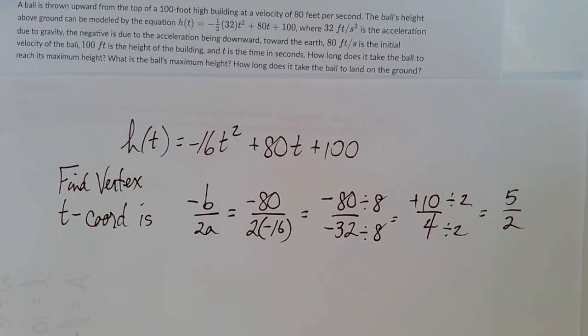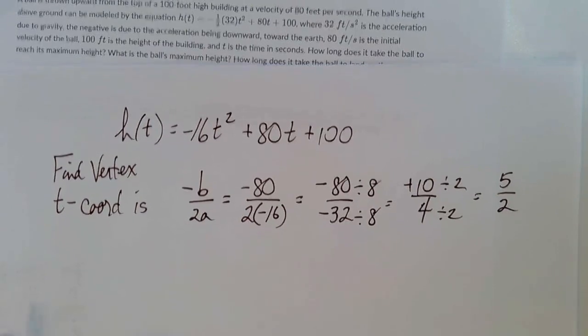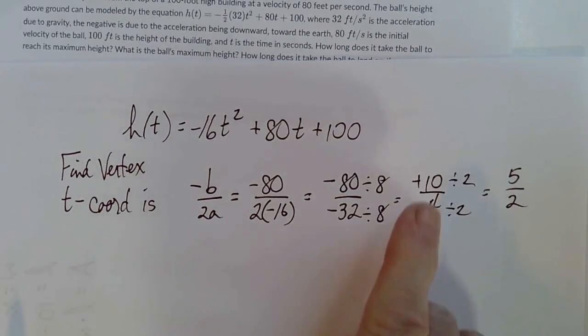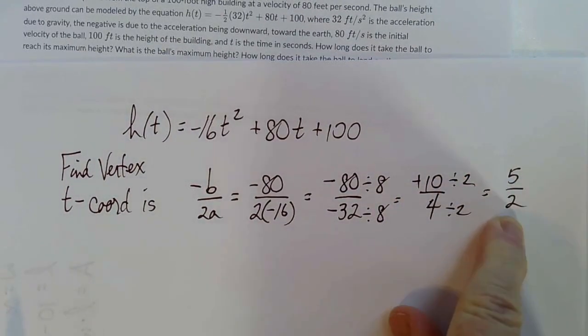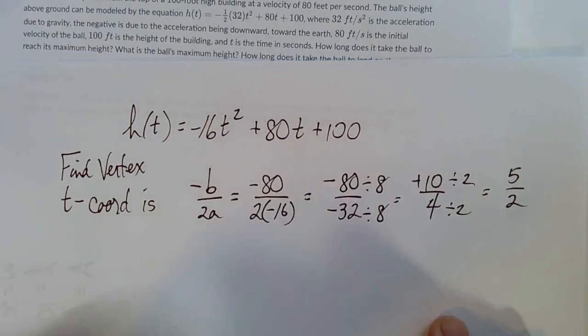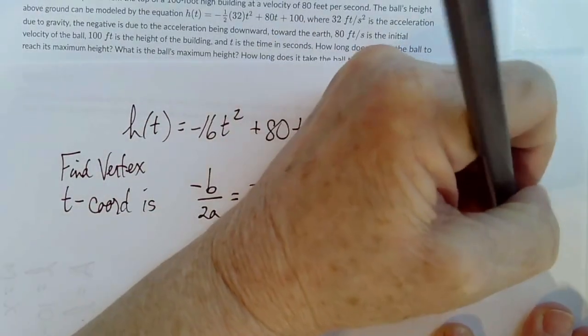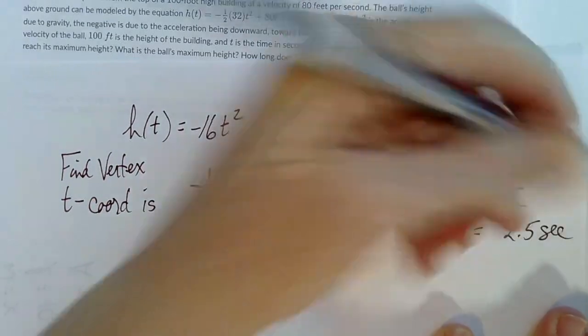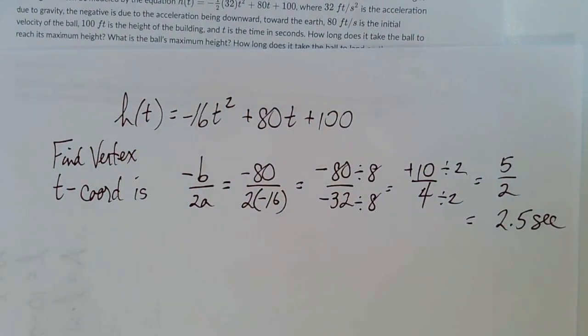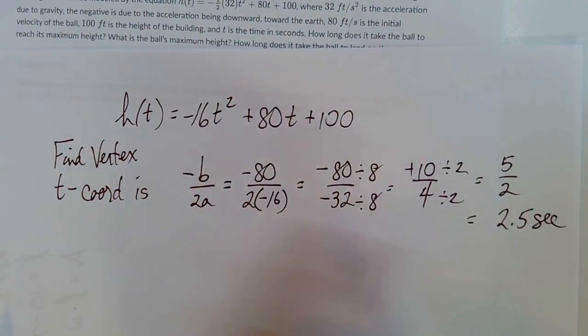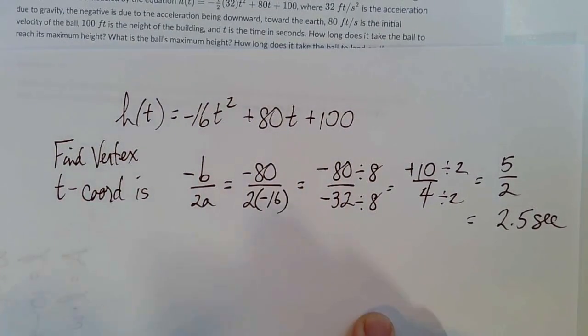I'm checking something really quickly. Okay, it's always nice to know you're right. So at a time of 5/2 seconds, well, 5/2, that's 2.5 seconds, the ball will be at its maximum height. We'll find that maximum height by plugging 2.5 into our function.